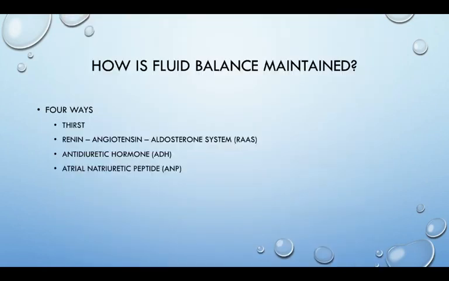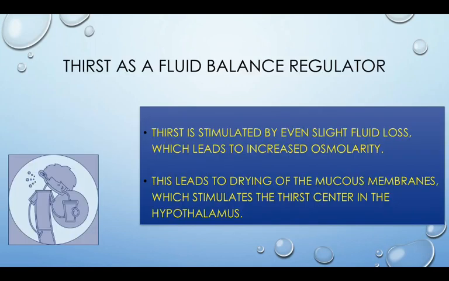All right, so there's 4 ways that we maintain fluid balance. The first way is really easy, it's thirst. And then we talk about the RAS system, which is renin-angiotensin-aldosterone system, antidiuretic hormones, and then natriuretic peptides, okay, which are also hormones. Now, thirst is a fluid balance regulator, very easy, although, you know what, by the time we get thirsty, we're actually a little dehydrated. Okay, so that's something that especially in older people. So that's another reason why elderly people tend to get dehydrated more easily.